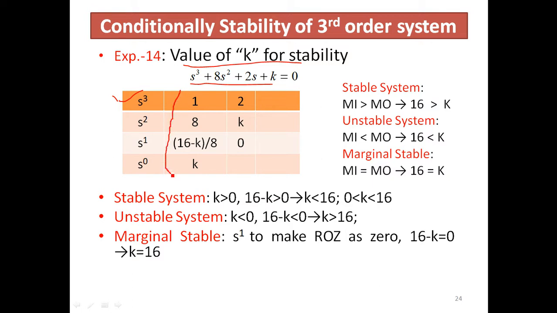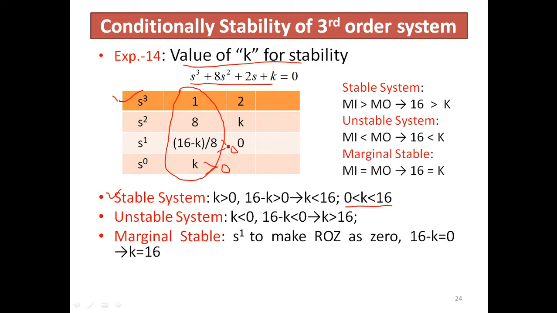According to the Routh-Hurwitz criterion, all elements of the first column of the Routh array should be positive. So one condition is that k should be greater than 0. Another condition is that this factor should be greater than 0. So 16 minus k greater than 0 means k should be less than 16. So for the system to be stable, k should be greater than 0 and less than 16. It means 0 is less than k is less than 16. This is the range where the system is stable.